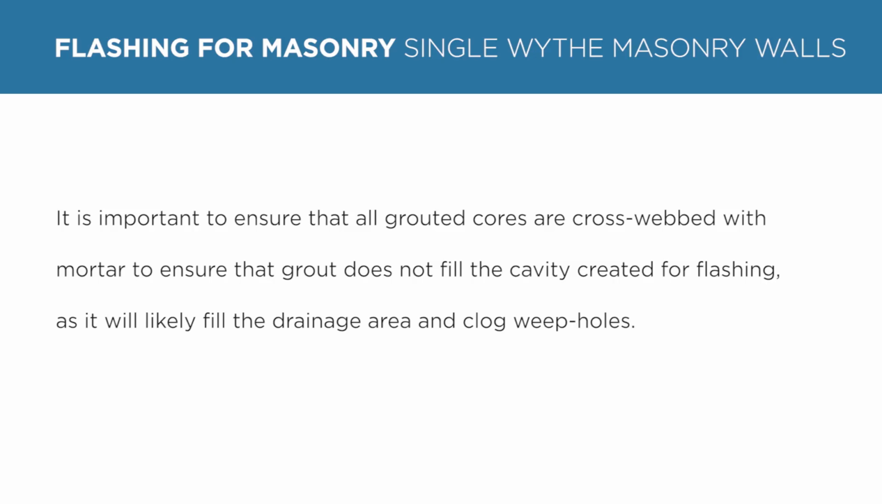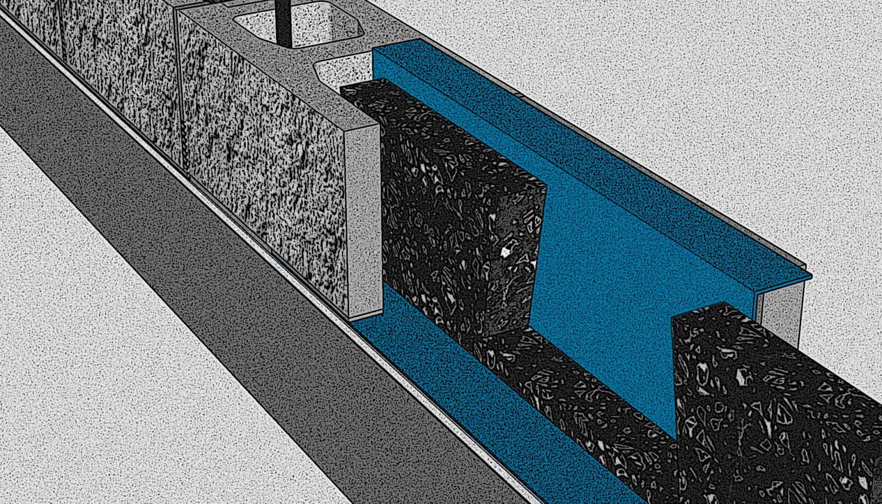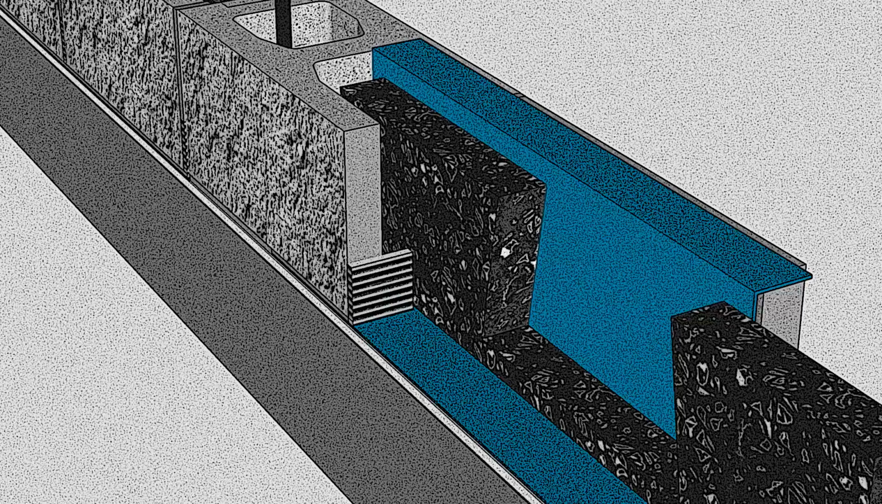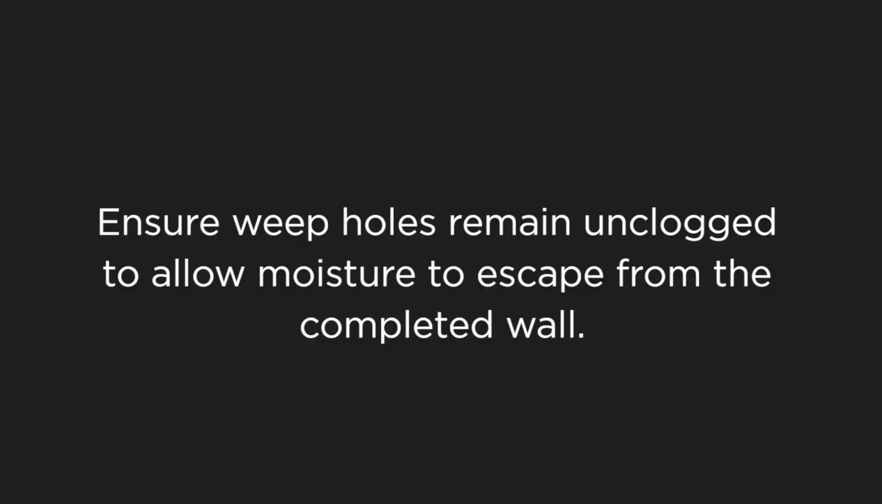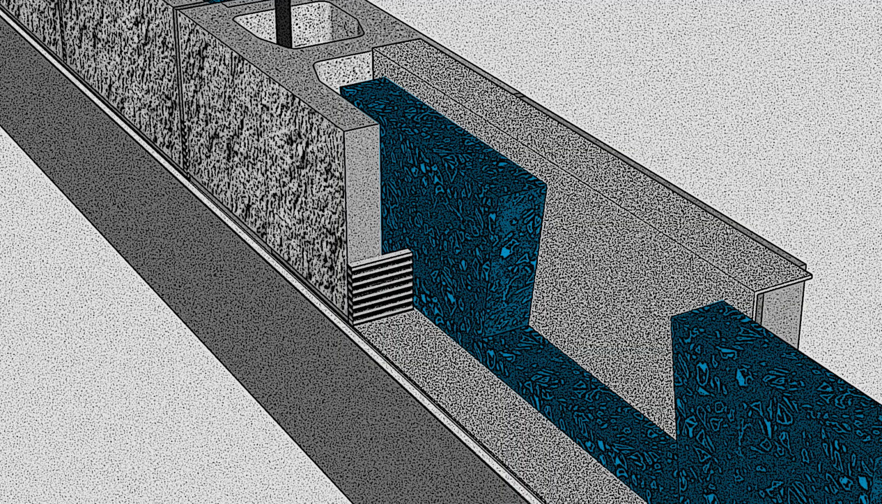It is important to ensure that all grouted cores are cross-webbed with mortar to ensure the grout does not fill the cavity created for the flashing, as it will likely fill the drainage area and clog weepholes. Locate weepholes and place them flat above the flashing. Ensure weep holes remain unclogged to allow moisture to escape from the completed wall. Mortar control devices will need to be installed as well to ensure weep holes remain functional.